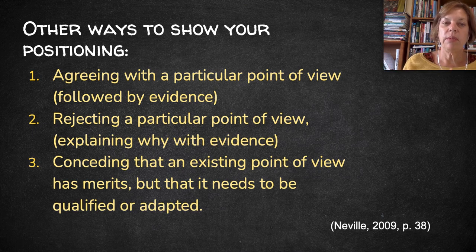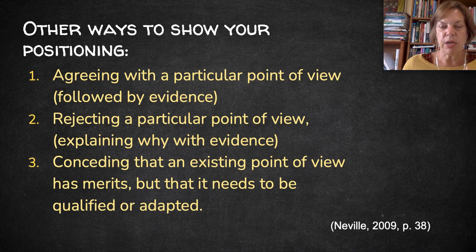You could also show your positioning by rejecting a particular point of view, and again, you explain why with evidence. So you would say, Jones's argument is limited because she fails to take into account X, Y, and Z. Cheng and Roberts have shown that X, Y, and Z are really important components in this discussion. So that's the evidence that you're backing it up with. But your presence is quite strongly felt there.